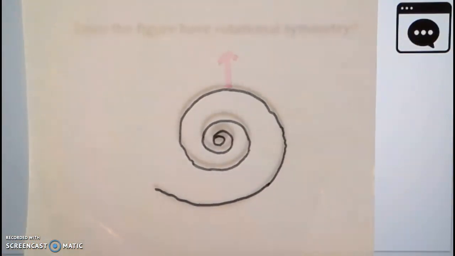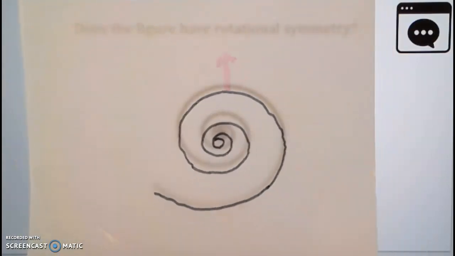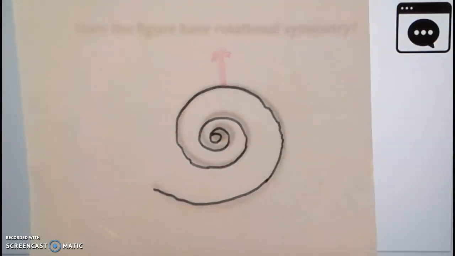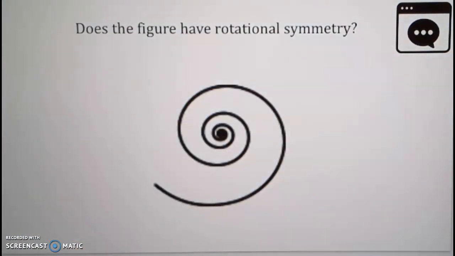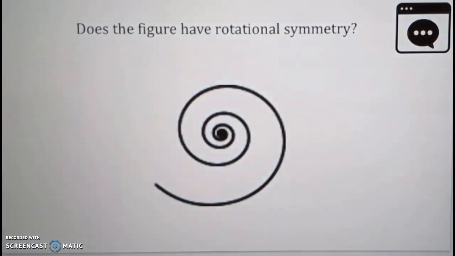Okay, but think about this. Any image is going to, when you do a full 360-degree turn, match exactly. So matching after one full revolution does not count. So we say that this shape does not have rotational symmetry. We need the order of rotational symmetry to be at least 2 for us to be able to say that a figure has rotational symmetry.